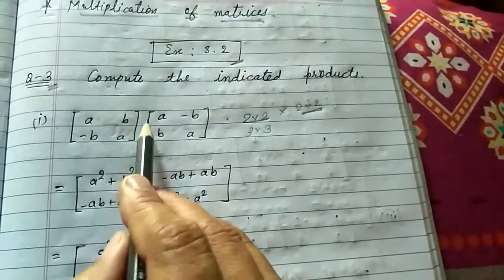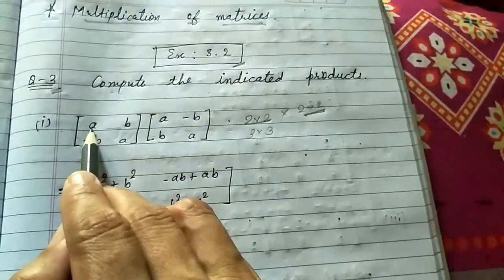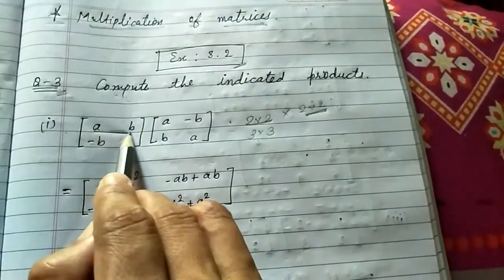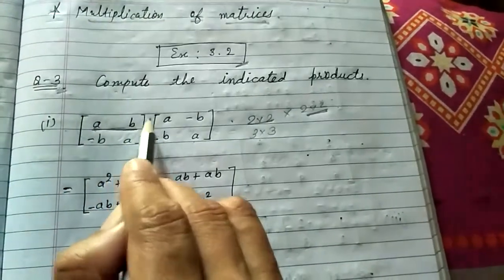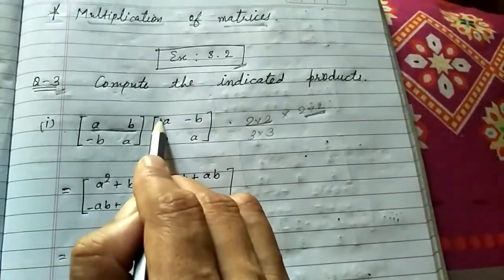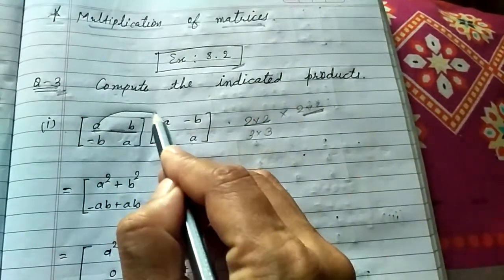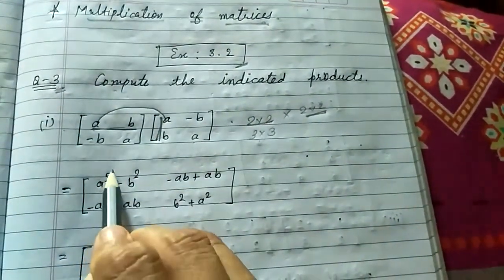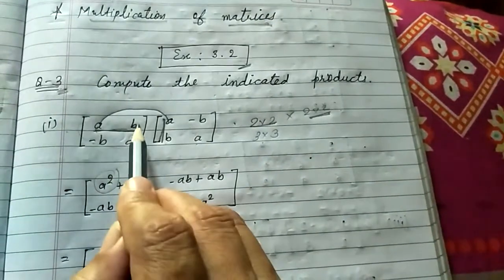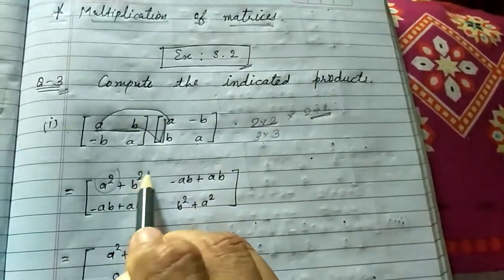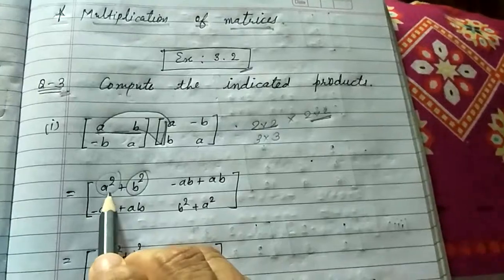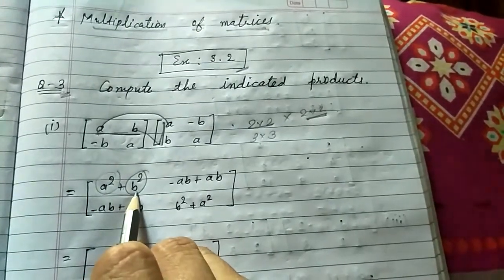So now, how to multiply? We have to multiply the first row of the first matrix with the first column of the second matrix. So now you multiply A with A, and we get A square, plus B into B, so plus B square. Hence we get the first element.